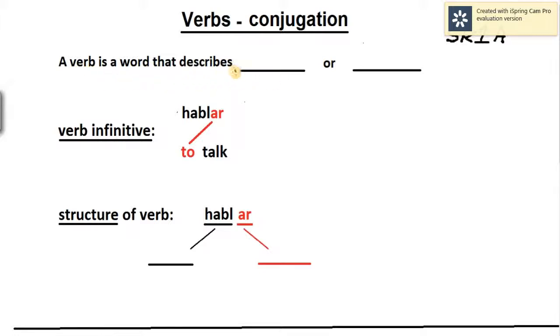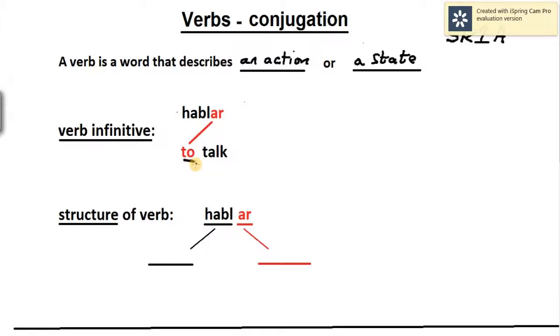So a verb, in this case, is a word that describes an action or a state. So this is a very quick presentation, really. And then you go on and you talk about the different parts of the verb. For example, taking hablar, which translates into talk, and explaining that. And this is all in the lesson plan.